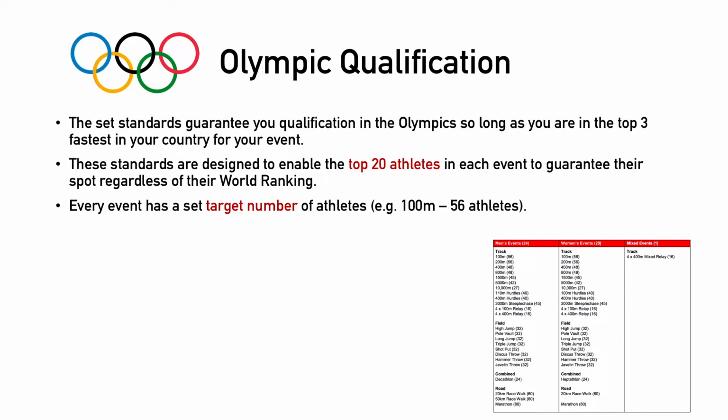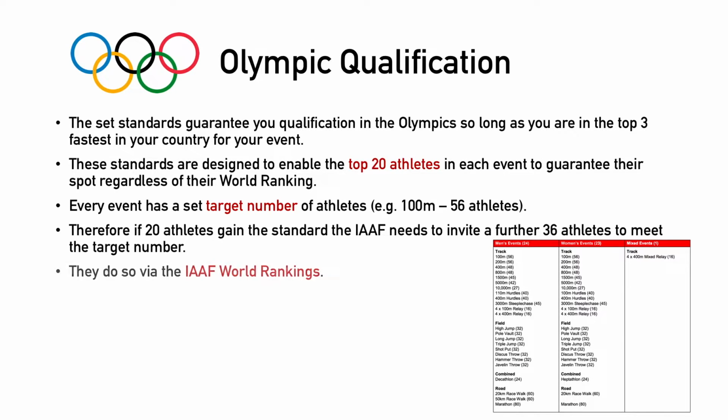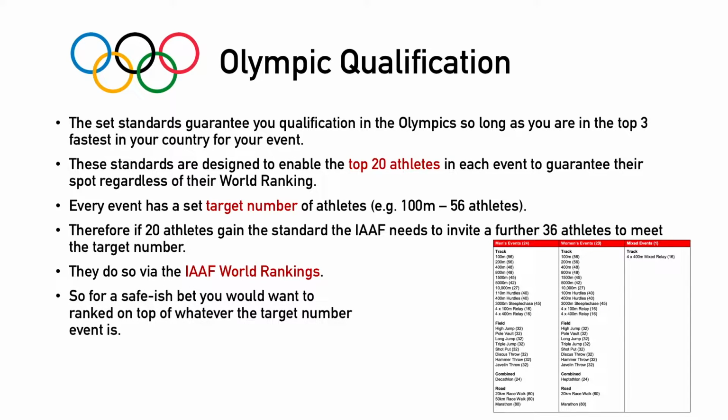Okay, so the IAAF are looking to fill up the numbers regardless of what the standards are, and they're trying to do so by using the IAAF World Rankings. So as the example I've given, if only the top 20 run this automatic standard for the 100 meters, then they're going to need to invite another 36 athletes via the IAAF World Rankings. So for a safe-ish bet, you generally want to be ranked in the World Rankings wherever that target number is set. So if you take the high jump, you want to be ranked in the top 32.